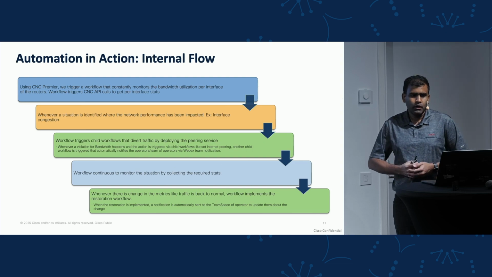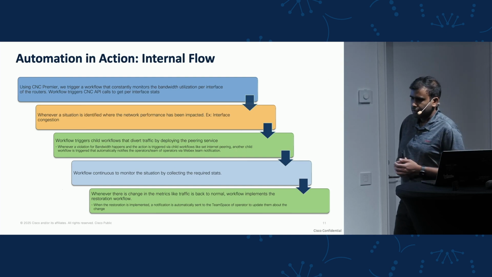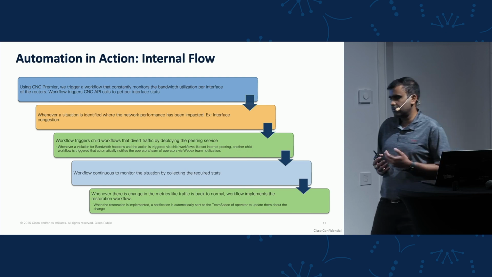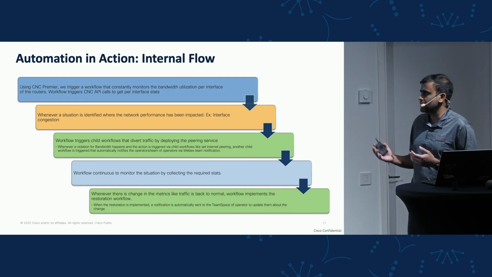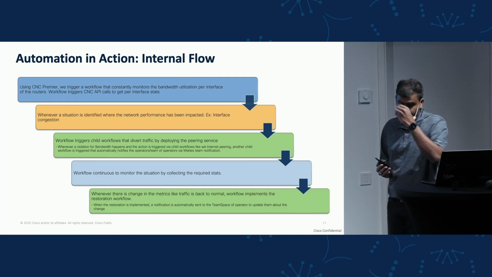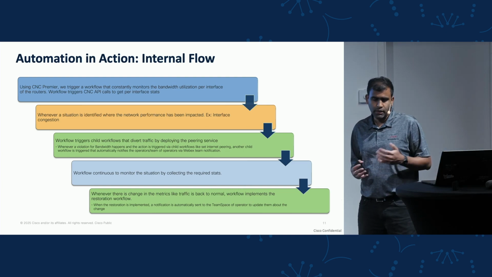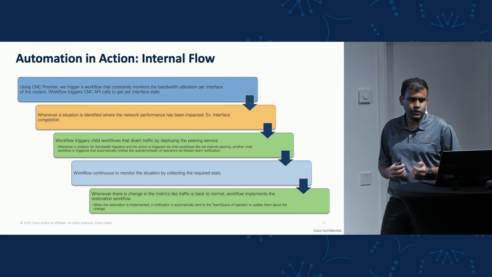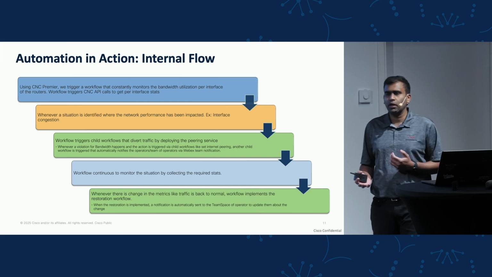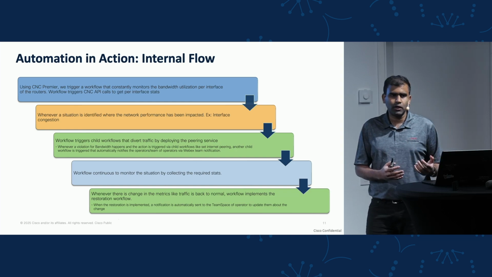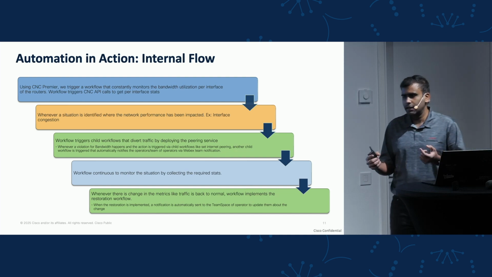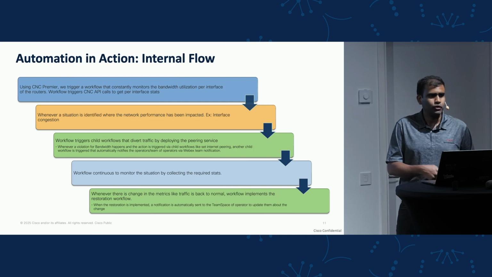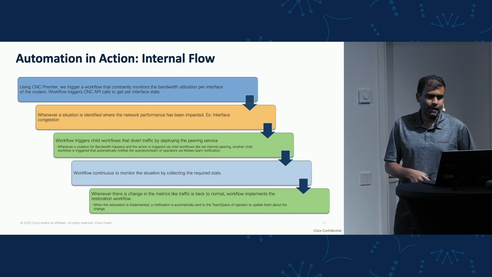Okay. So I just want to give you the steps ahead of time. When you run it, everything is happening behind the scenes. So these are the steps that happen behind the scenes when we are running the workflows. Typically, when you use the CNC Premier, we trigger a workflow which constantly monitors the bandwidth. How are we constantly monitoring the bandwidth? We are making an API call from CNC. At this point, you're on the screen of the workflow, and internally you're making a call into another CNC app to get this information, which is the COE app. So you are getting the bandwidth utilization per interface.